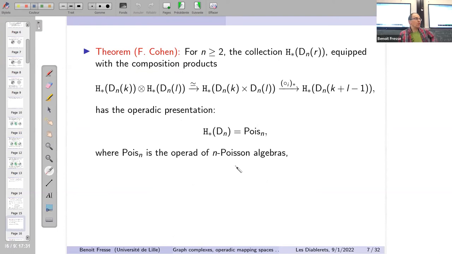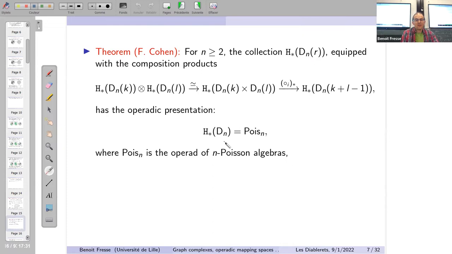And also the homology of little disk spaces is known as an operad. So if you take the collection of the homology of little disk spaces, then dually, as in the previous theorem, you have composition product operations, which give to this homology the structure of an operad in graded vector spaces.